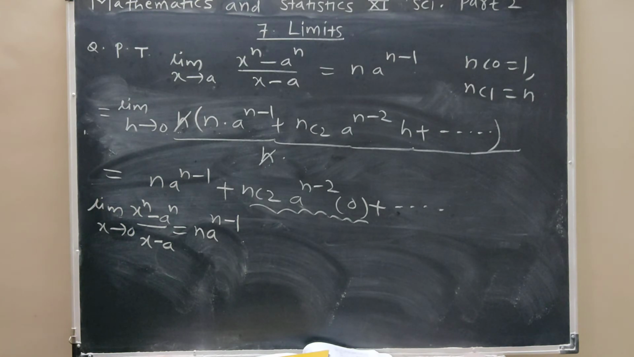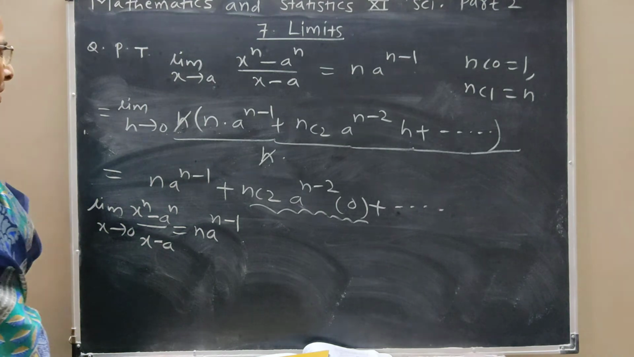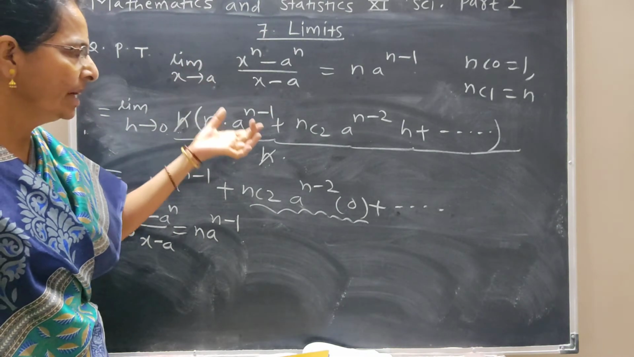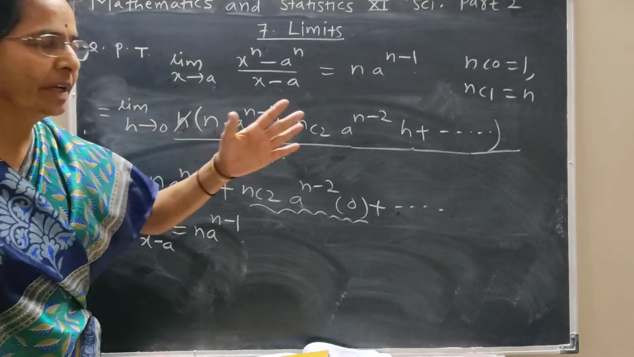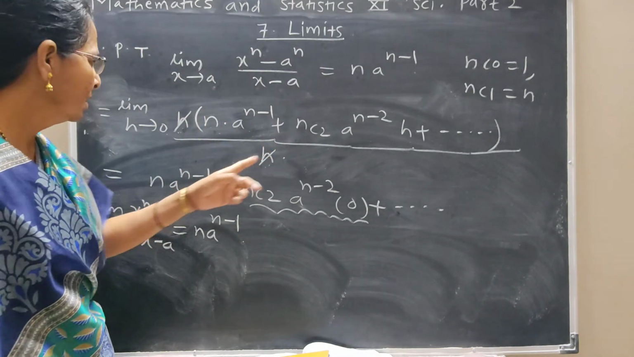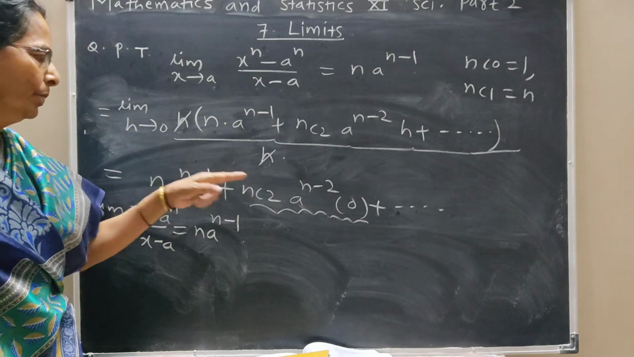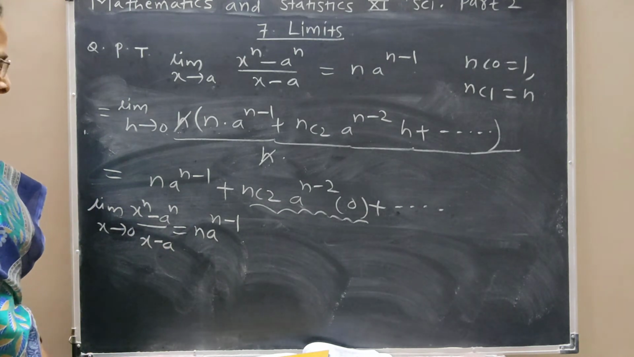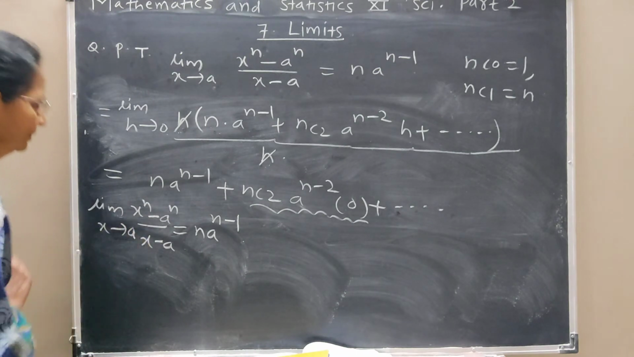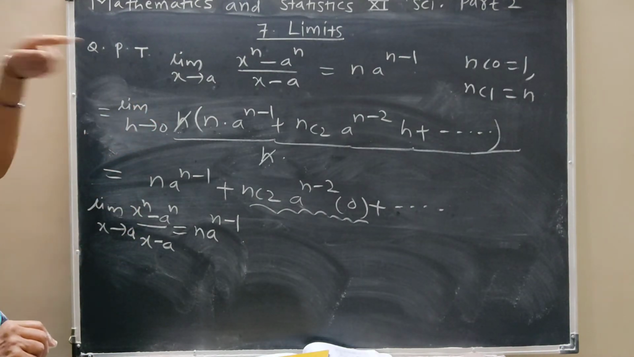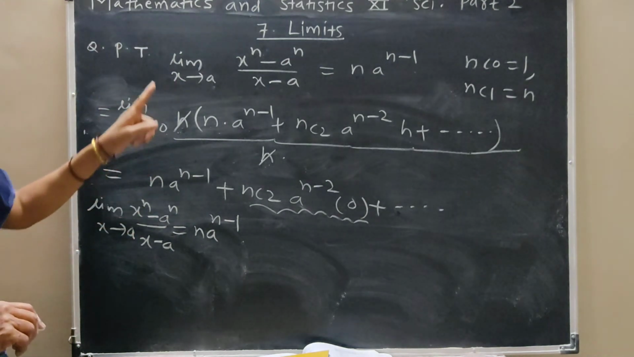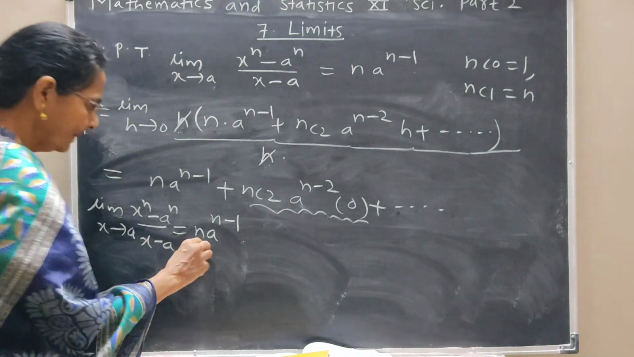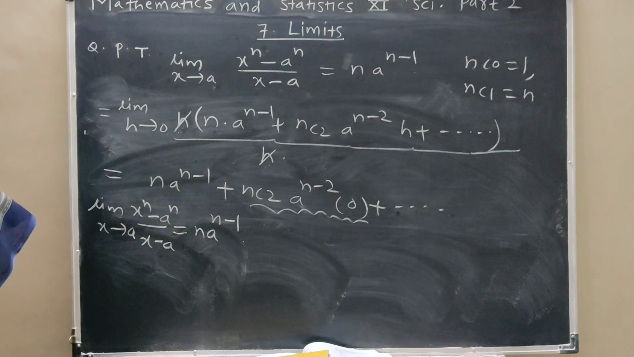So remember this formula. How do we prove it? By substitution, x equal to a plus h, binomial theorem, expansion. Then a raised to n term gets cancelled. h from numerator and denominator get cancelled. Put the value of h as 0. Don't write the word limit. And we have this formula. Remember this formula: limit as x tends to a, x raised to n minus a raised to n upon x minus a is equal to n a raised to n minus 1. This is an important formula.